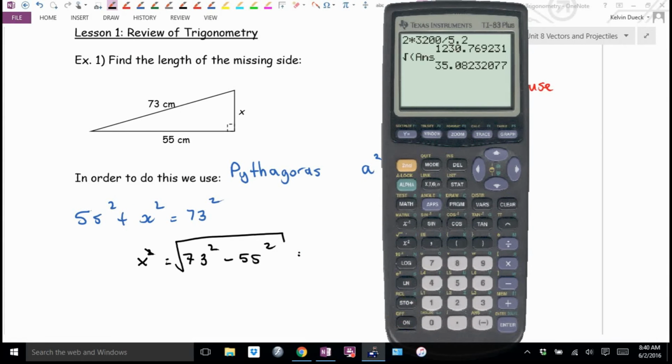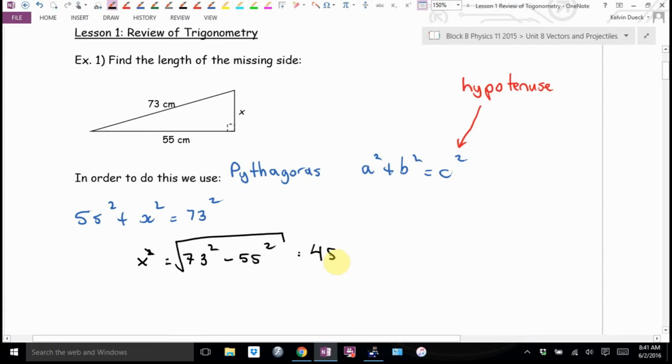I don't know. So to type this, you'll go 73 squared minus 55 squared. You'll hit equals, and you'll go square root answer button. Holy smokes, it works out evenly. That's a fluke. No, it's not. It took me a while to find that one. And I guess we'll add some units, centimeters.